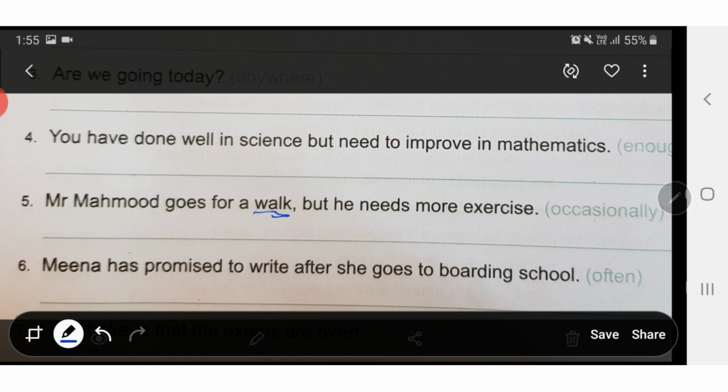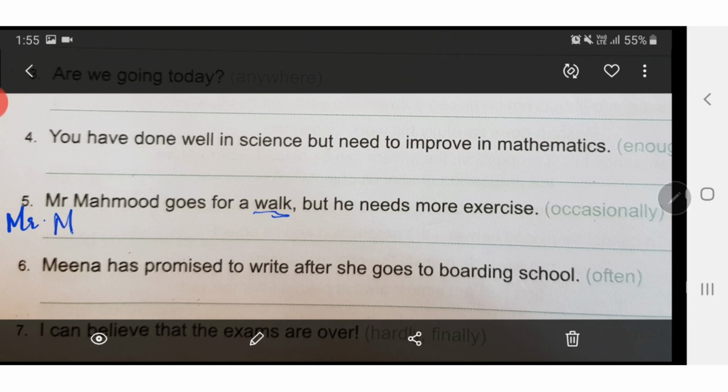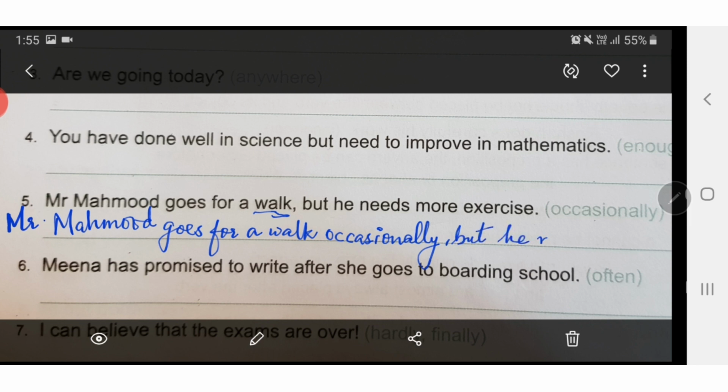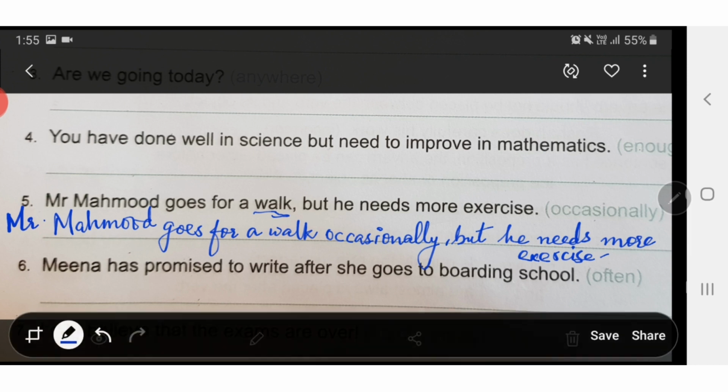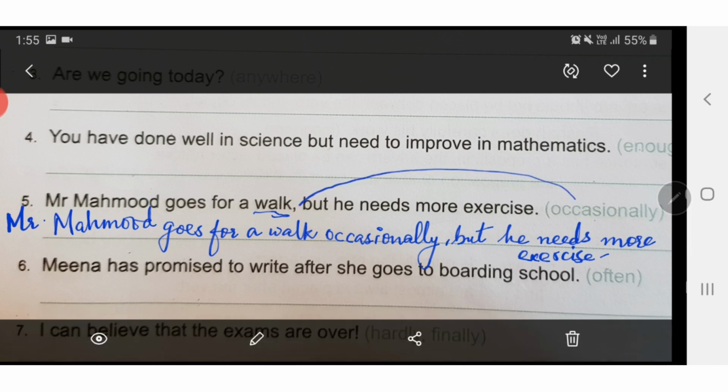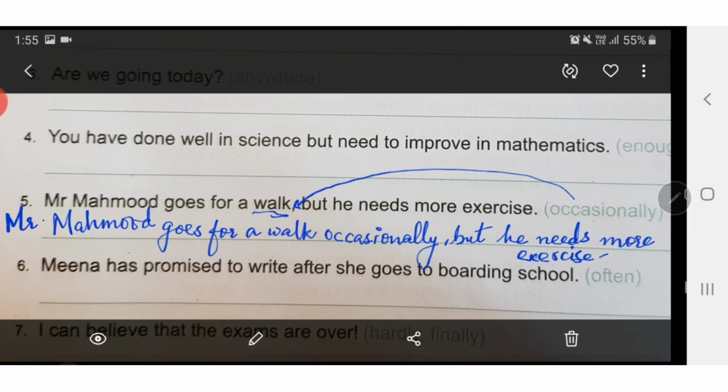So it will become Mr. Mahmood goes for a walk occasionally. Occasionally, but he needs more exercise. Like that we can do. Okay, clear students? That was easy. This occasionally will be put here. Okay, now let's come to number 6.